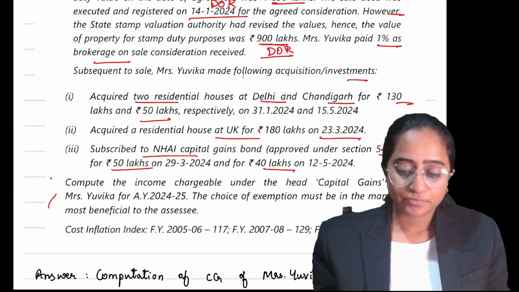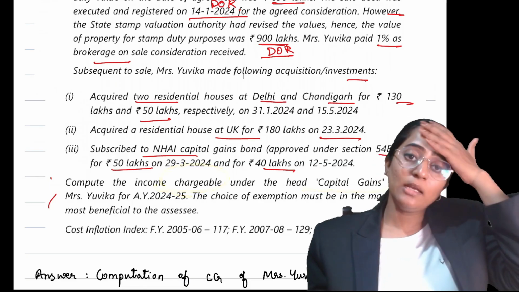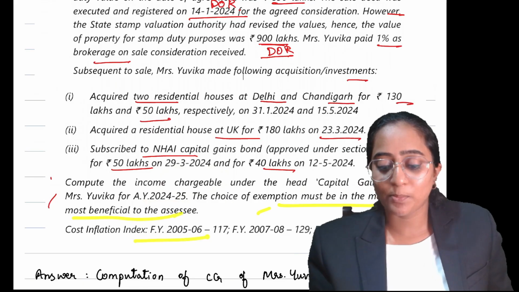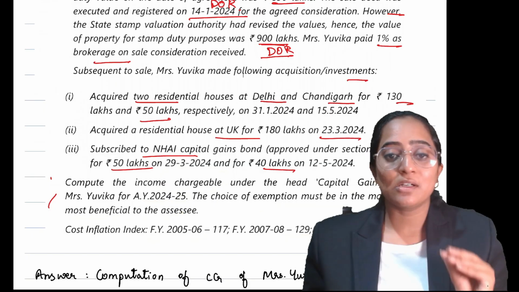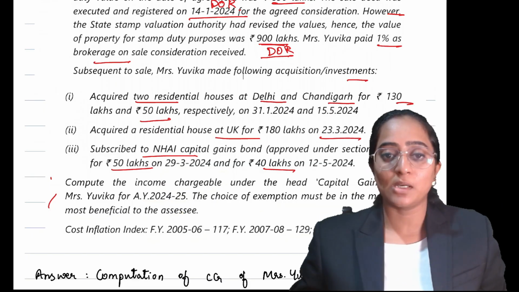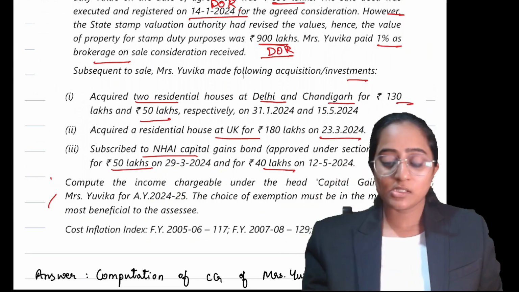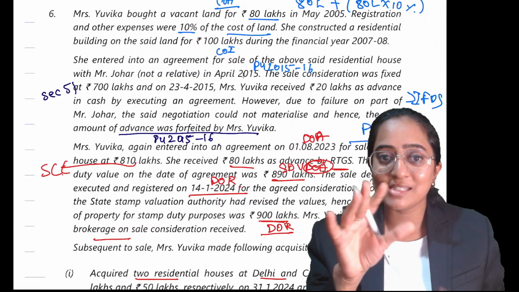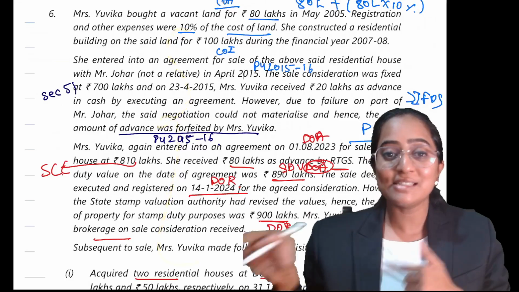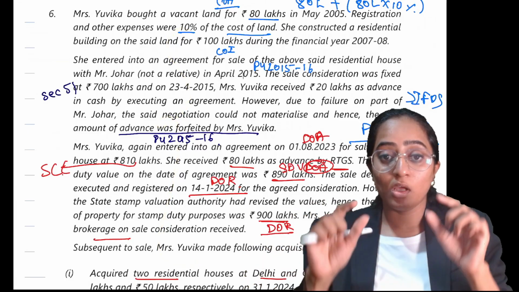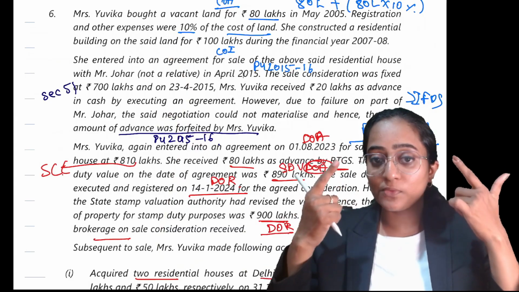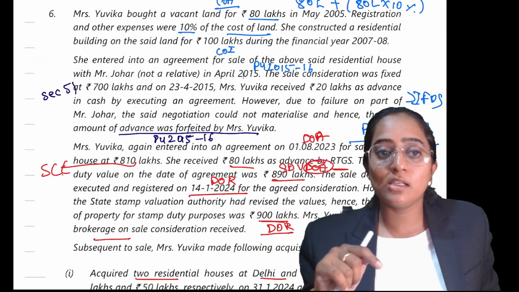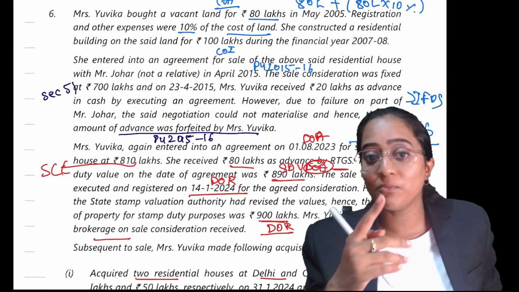We'll see that. Compute the income chargeable under the head capital gain of Mrs. Yuvika for AY 2024-25. The choice of exemption must be in the manner most beneficial, given CII. All of us have understood the concept of that calculation which comes under section 50C, people. If you have not watched question number 5, it is the explanation for the provisions mentioned in questions 6 and 7. Section 50C is explained in detail in question number 5. If you want to understand the reason, please go watch question number 5 and then come back. It will become very easy for you.